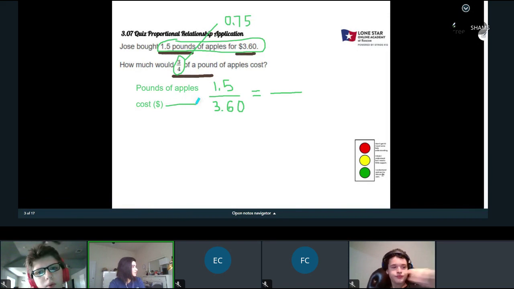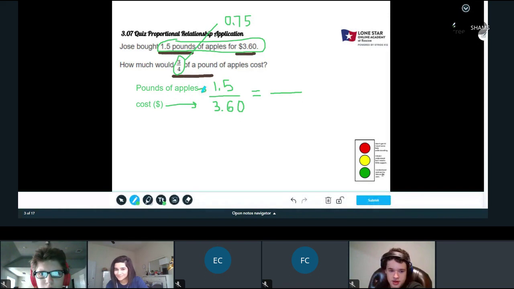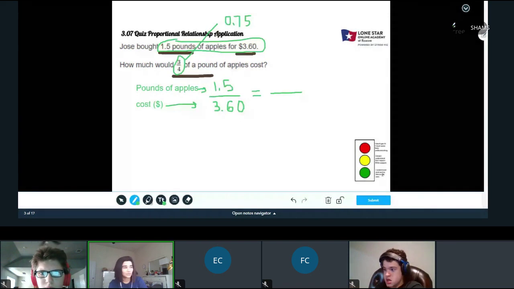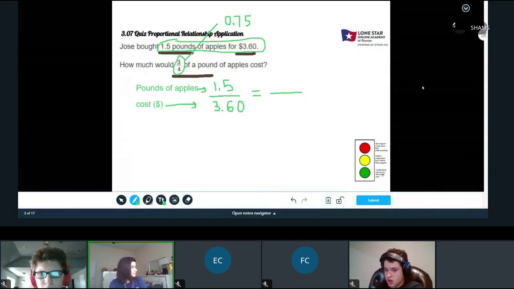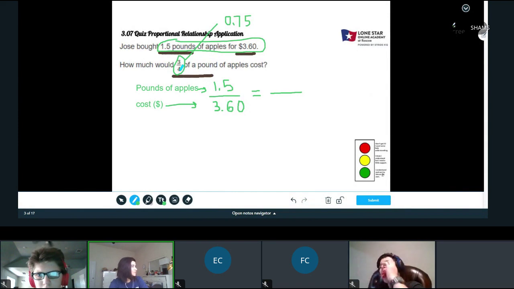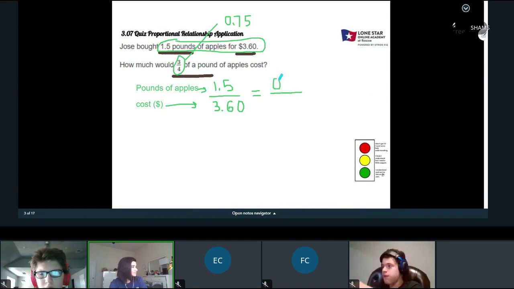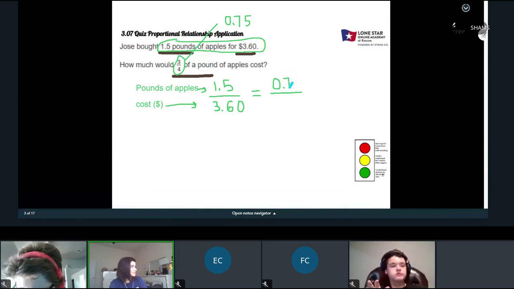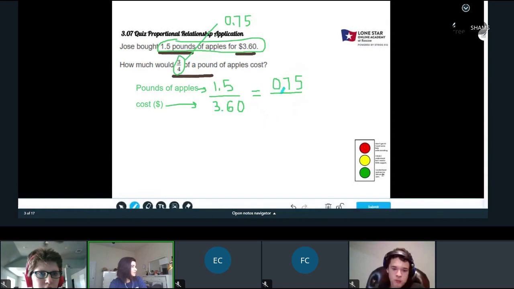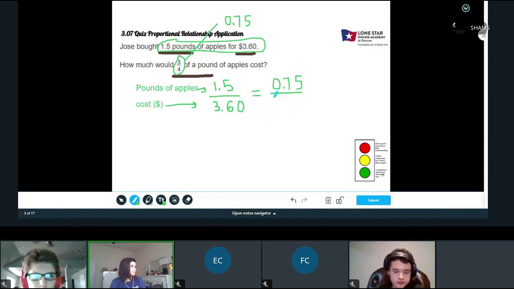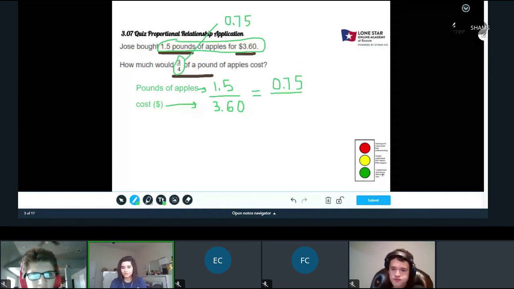Where do you think 0.75 should go? Should it go for the cost or for pounds of apples? Tell me. It should go for pounds, right? Because it says 3/4 of a pound, so I will put 0.75. And I have my denominator that is missing. Once I find the denominator, it will tell me the cost of 0.75 or 3/4 of a pound.